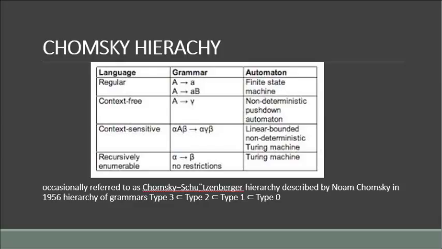Chomsky hierarchy was described by Noam Chomsky in 1956. The hierarchy of grammars is as follows. Type 3 is a subset of type 2, which is a subset of type 1, which is a subset of type 0. There are four types of grammars: regular, context-free, context-sensitive, and recursively enumerable.